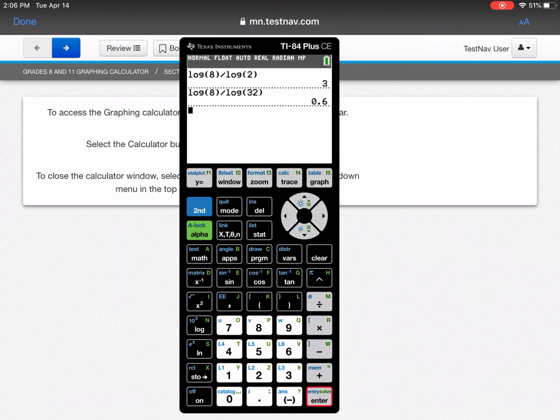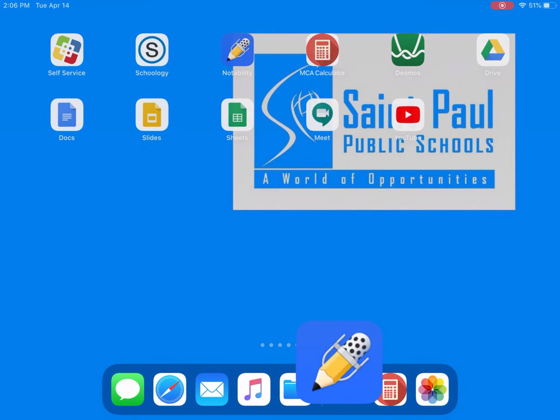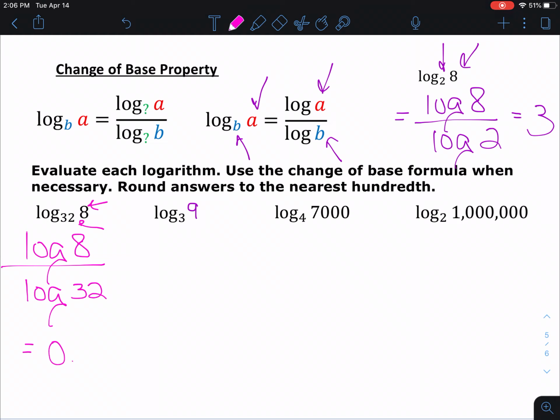And that's 0.6. Now if you had to do trial and error and come up with that, you might be sitting there for a while because you probably wouldn't type in decimals right away. So that's why this is kind of handy. So this is 0.6. Okay, the second one, log base 3 of 9.